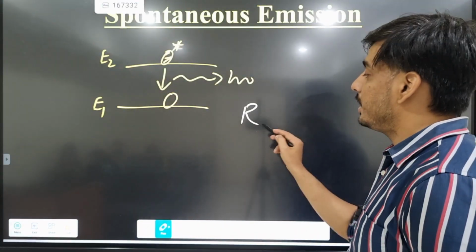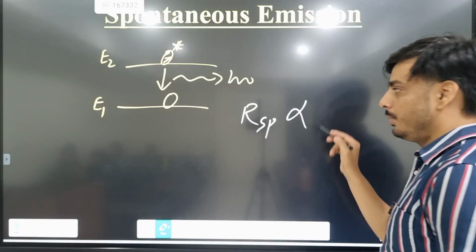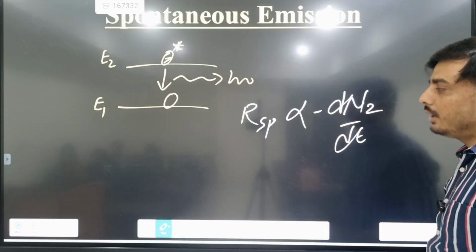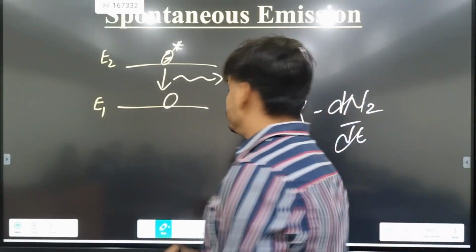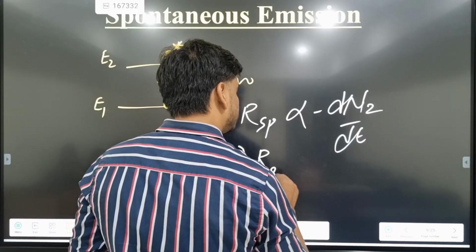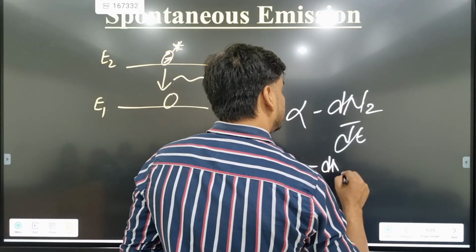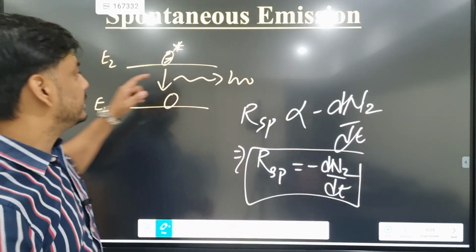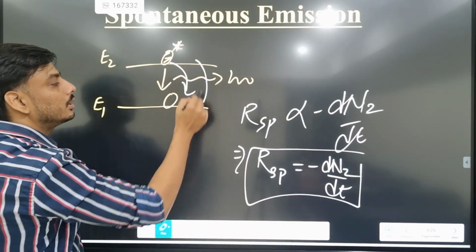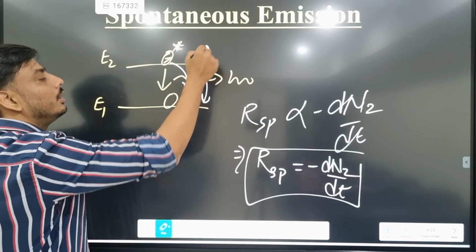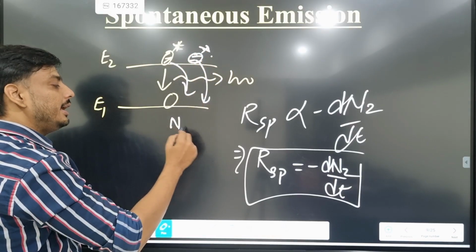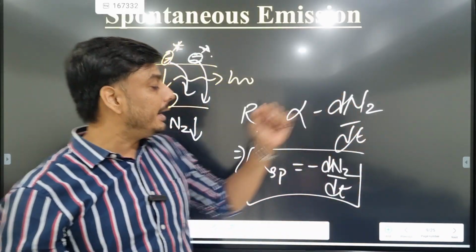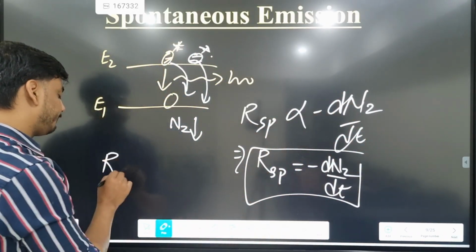So the rate of spontaneous emission depends upon dN2 by dt. And again here there is a negative sign. So you can directly write down rate of spontaneous emission equal to minus dN2 by dt. The negative sign indicates that the particles are moving from higher to lower, so gradually the number of particles, that is N2, in the higher energy state decreases. For that reason there is a negative change.